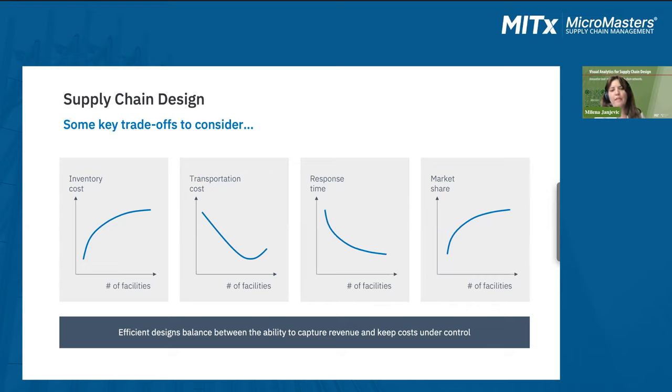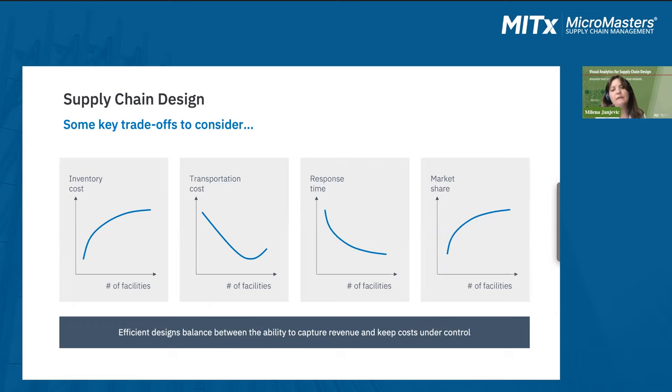However, if you look at the right-hand side, you can also see two additional metrics. One of them is the response time and one of them is the market share, that are slightly less traditional and that are not considered as frequently in supply chain topics. As I'm increasing the number of facilities, my response time is decreasing. And in some specific industries, for example e-commerce or e-fulfillment, that will of course drive market share and ultimately drive the revenue.